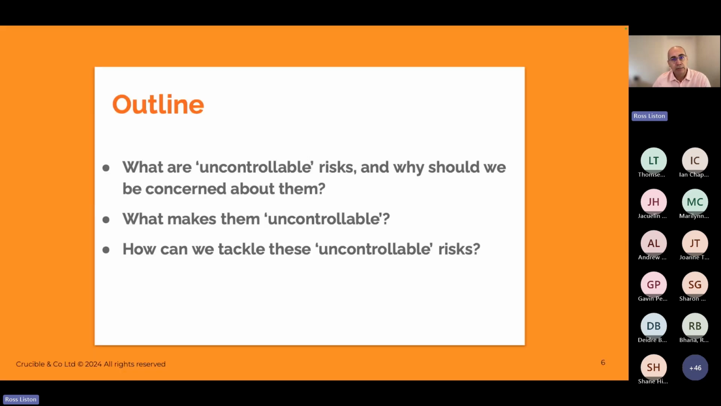about it. The outline for today is one, what are these uncontrollable risks and why should we be concerned about them? We'll then tackle some of the things around, well, what makes them uncontrollable? And then lastly, how can we tackle them? What can we as risk practitioners do in the business?